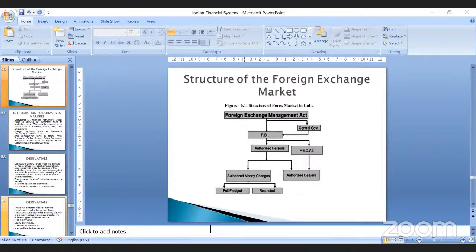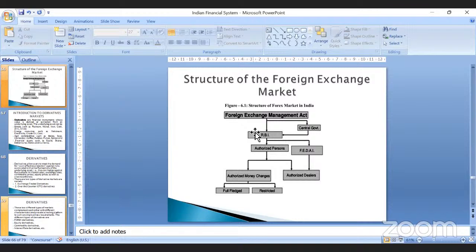Now, this market comprises certain structured components. For example, the central government is the body which is operating and controlling it. It has given powers to the Reserve Bank of India in order to operate or control this market. So the Reserve Bank of India regulates the foreign exchange market. That is, it buys and sells foreign exchange so that it can stabilize exchange rates or maintain them in a proper manner.